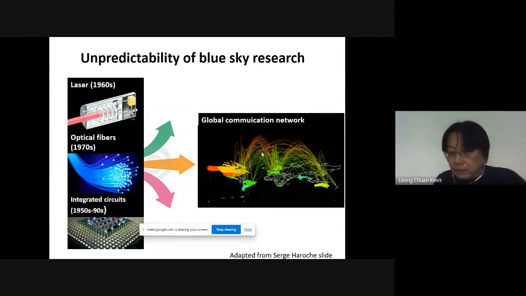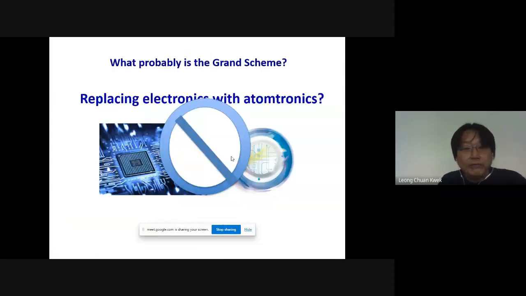A lot of this field of Atomtronics is blue sky at the moment. But I would like to remind you that in the 60s or even in the early 70s, a lot of our lasers and optical fibers and integrated circuits were basically blue sky research. Nobody knew where they were going, but nevertheless, things were being explored at that stage. And nowadays, we know that all these devices have contributed a lot to the global communication network. So, we have a future.